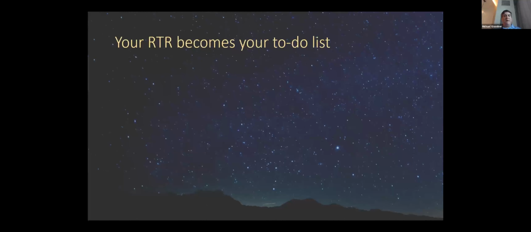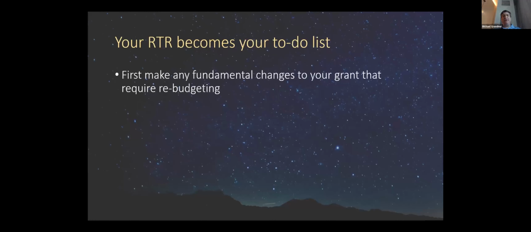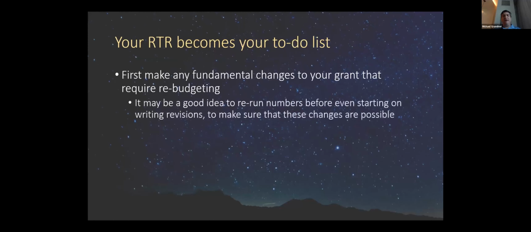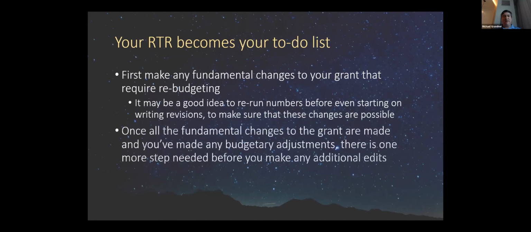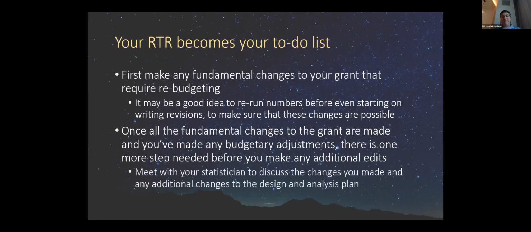So then your RTR becomes your to-do list. First, you make any fundamental changes to your grant that require rebudgeting. It might be a good idea to rerun numbers before even starting on writing revisions. Make sure that these changes are even possible. Again, talking about budget. Once all the fundamental changes to the grant are made, and you've made any budgetary adjustments, there's one more step needed before you can make the additional edits.